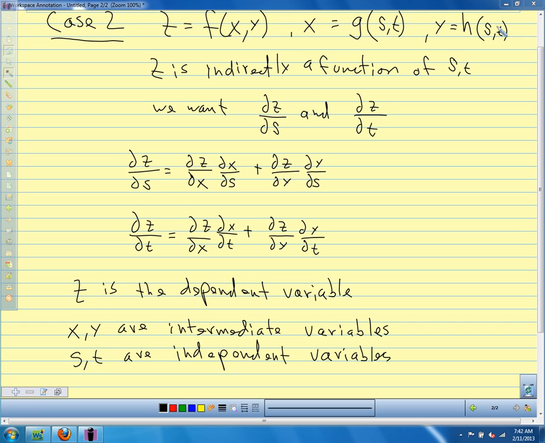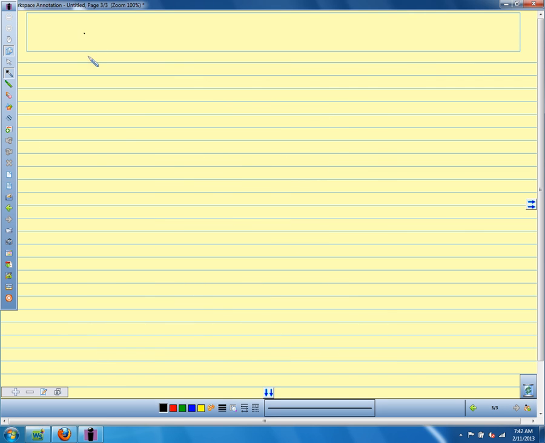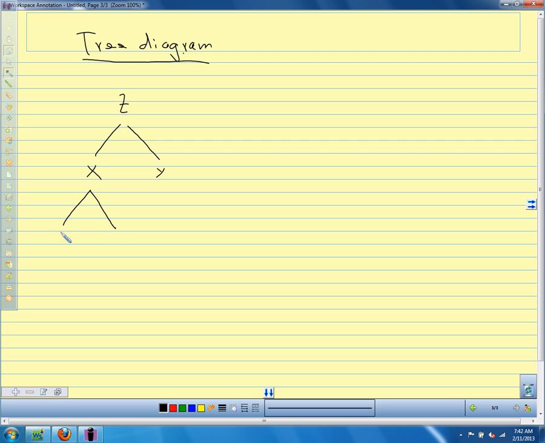One thing that can help to remember how to do these partial derivatives is a tree diagram. So let me draw a tree diagram really quickly. They're not difficult to remember, but if it's helpful, you can think of this little visual. So if I have z, and z is a function of x and y, and x and y are functions of s and t. To go down a branch, we're taking a partial derivative along a branch, dz dx. And if I go down this branch, this is going to be the partial of x with respect to s. And this branch would be the partial of x with respect to t.